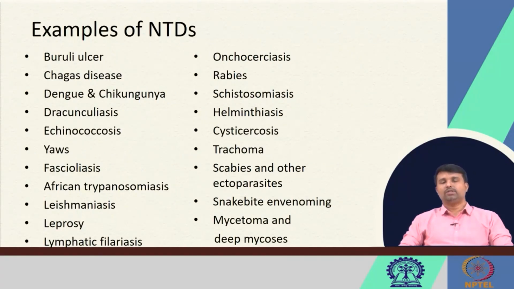Let us see some examples of neglected tropical diseases. As you can see, these are diseases which are common in third world countries or the developing countries. They are not prevalent in the developed countries because of the advancements in science and technology, which have resulted in proper healthcare systems, hygiene, cleanliness and several other things. But these diseases continue to affect the population living in developing countries.